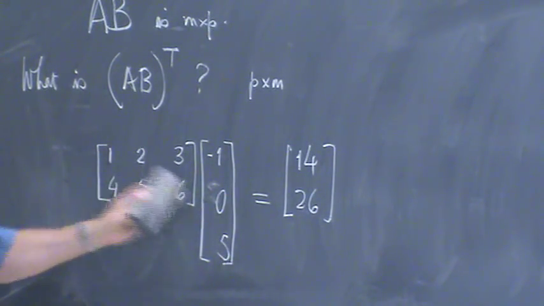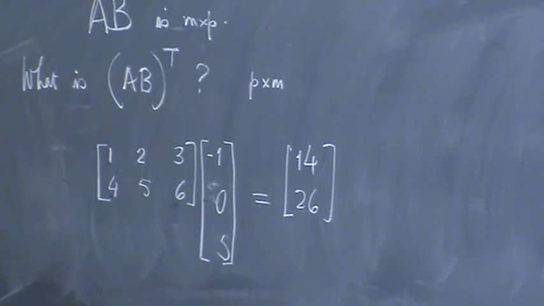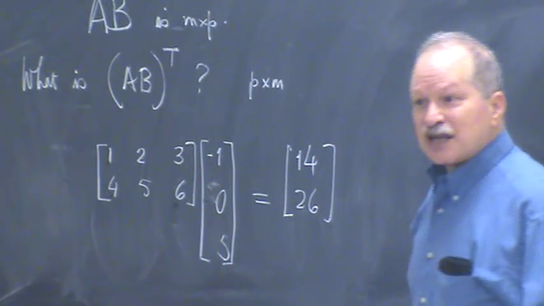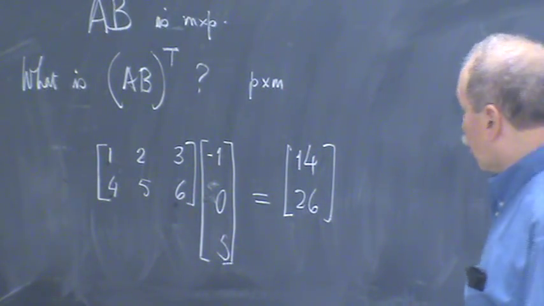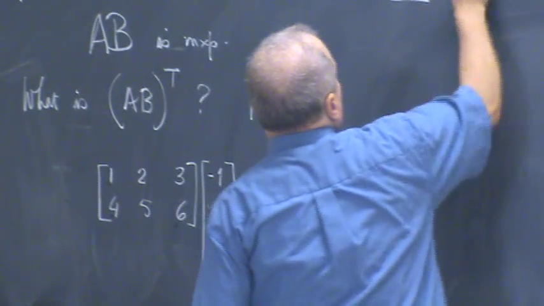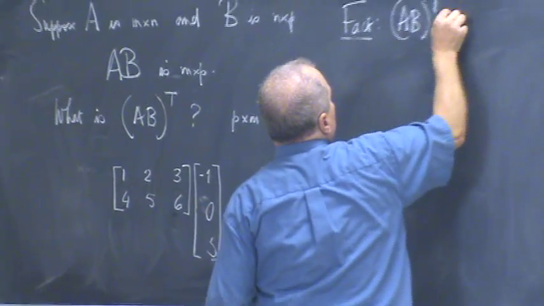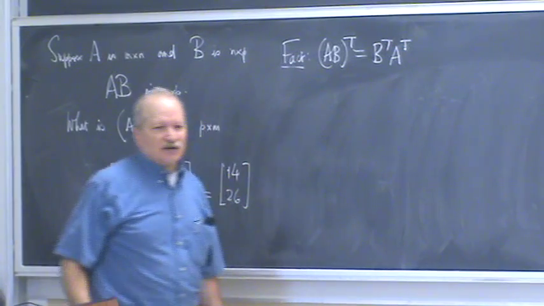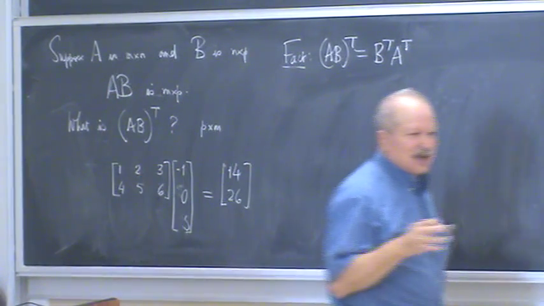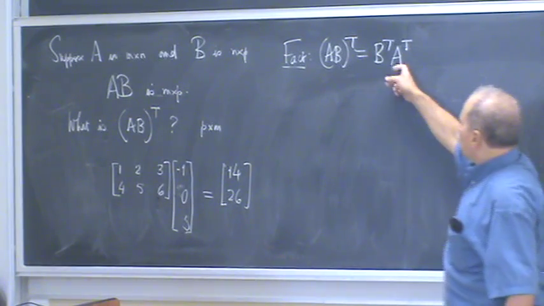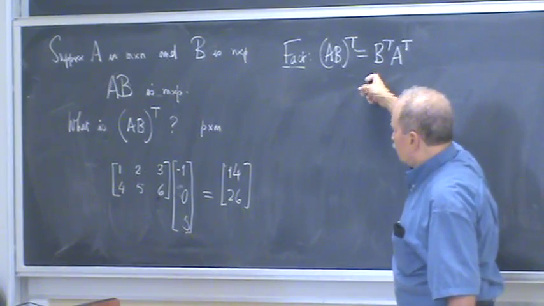How could I get that row from these two matrices, probably directly? Transpose them and switch the order. So in fact, the transpose of AB is the product of the transposes in reverse order. I'm going to have an affectionate name for this in a few minutes in a different setting. Why is it in the reverse order? So the dimensions match up.